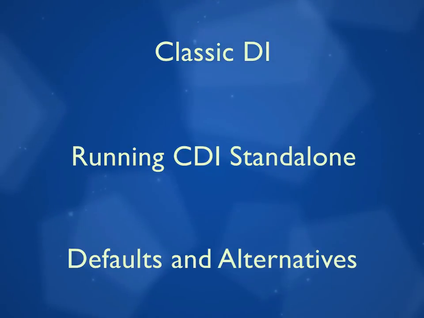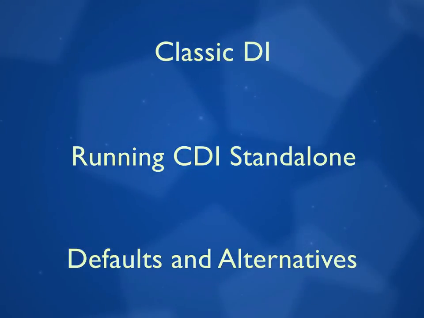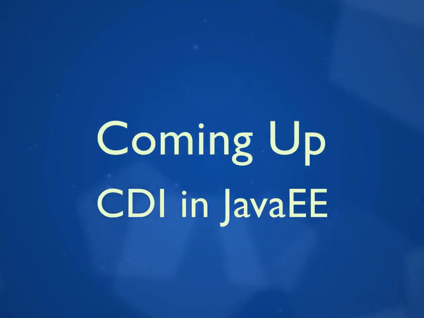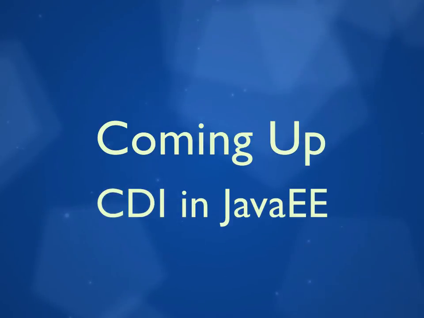The first feature that CDI offers is defaults and alternatives, something that wouldn't be easy to achieve using classic dependency injection. Well, that's the basics, but this is a Java EE course, so you'll want to see how we can use CDI in our real Java EE application. So stay tuned. In the second bonus chapter, we'll run up our employee management system and we'll use CDI in there.